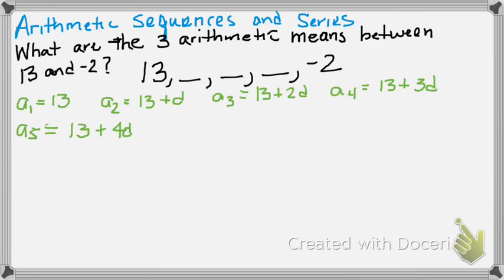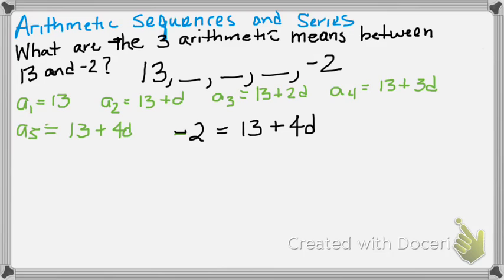Now, if you look at your actual sequence, you can see that the fifth term actually is -2. So we can use that to set up our equation and solve for our unknown, which is d, because that's what we need to find the other members of our sequence. So, -2 is a sub 5, and it is equal to 13 plus 4d.